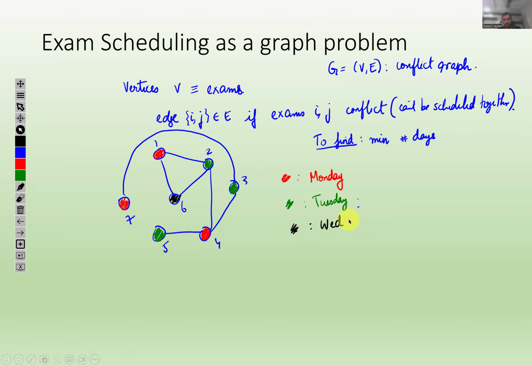Okay. So I've scheduled all the exams on 3 days following exactly the heuristic that has been suggested. Disjoint independent sets that cover the graph. Right. Good. So can someone tell me what I've done exactly here? Does someone know a term for this already in the graph literature?